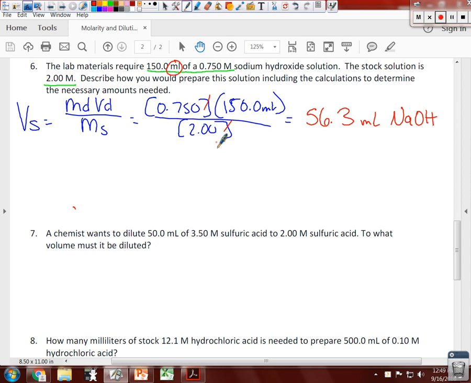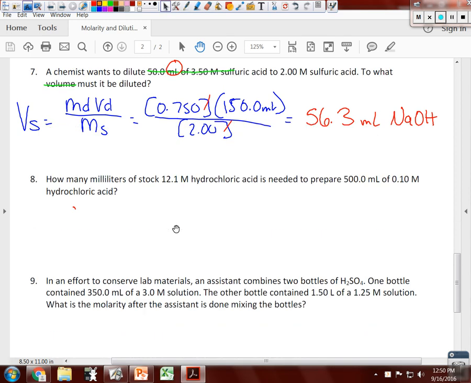Only acid, yes, not bases. So this one you pour the base in and just pour water on top of it. Okay. Gotcha. Very good. All right, so number 7.